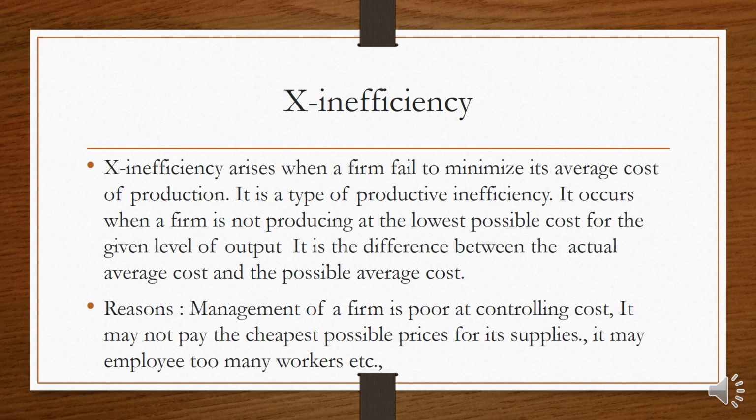So X inefficiency arises when the firm fails to minimize its average cost of production. It is a type of productive inefficiency. It occurs when the firm is not producing at the lowest possible cost for the given level of output. It is the difference between the actual average cost and the possible minimum average cost. The reason is that the management of the firm is poor at controlling the cost. It may not pay the cheapest possible price to its suppliers. It may employ too many workers, etc. So these are the reasons for internal diseconomies of scale.